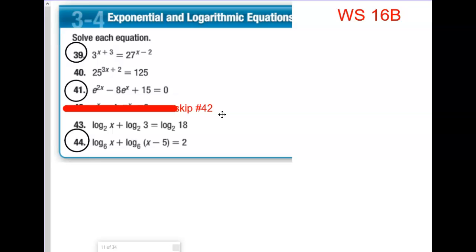Okay, so on the worksheet, flip to side 16B. And everybody please write down number 39, which is 3 to the x plus 3 power equals 27 to the x minus 2 power. There is a question just like this on your test.